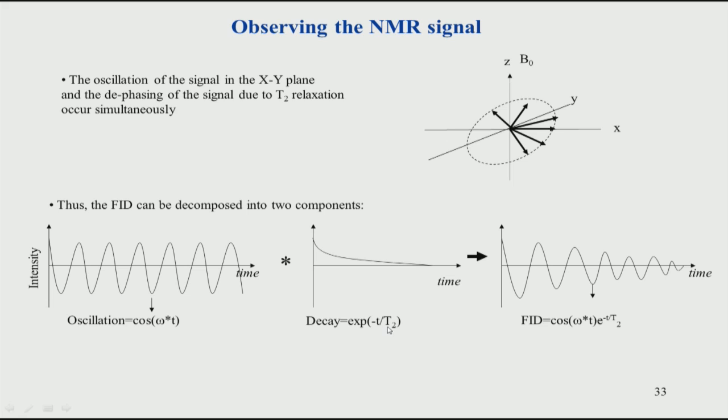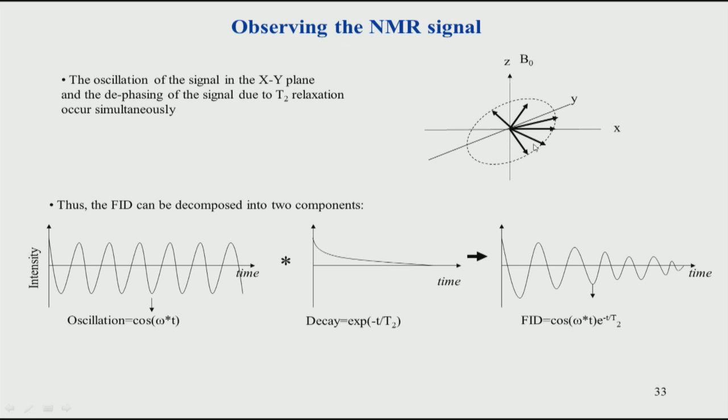So, that means in 1 times T2 the signal would have come by about 63%, and so on. So, this is how the exponential decay is depicted, and now this is a decay, but the oscillation is captured here. So, the oscillation of the FID is because of the rotation of the spins along the xy plane, because they are essentially precessing around the z axis.